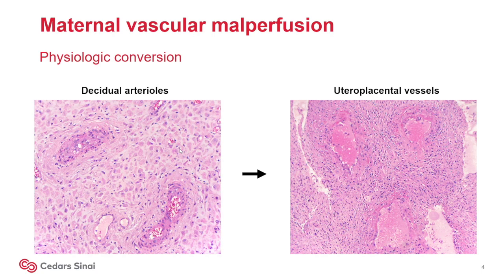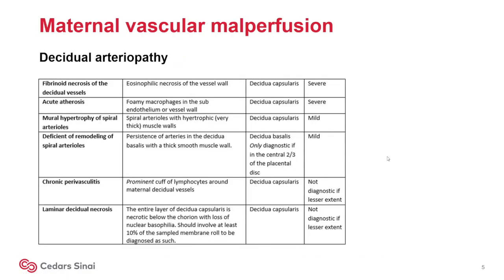Before we understand what happens in maternal vascular malperfusion as a disease, we need to understand what normally happens in the placental bed during the progression of pregnancy. There is a phenomenon that is called physiologic conversion. This is a normal phenomenon that occurs in most pregnancies. When that fails to occur, we see the development of decidual arteriopathy.